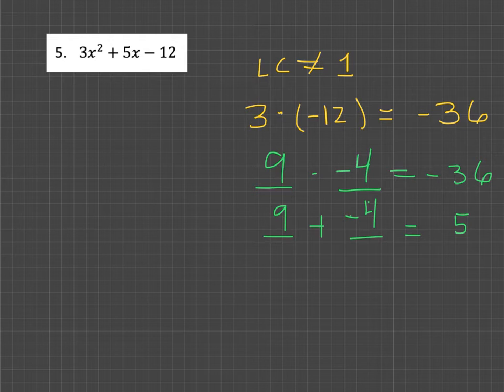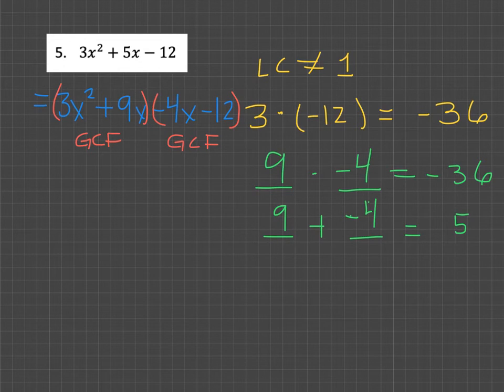Now what we do with those two numbers is a little bit different. We're going to use those to rewrite the quadratic. The first term stays the same. We rewrite that plus 5x as plus 9x minus 4x, and then the minus 12 stays the same. And now we factor by grouping. We group the first two terms and the second two terms. We find the greatest common factor from both of those.